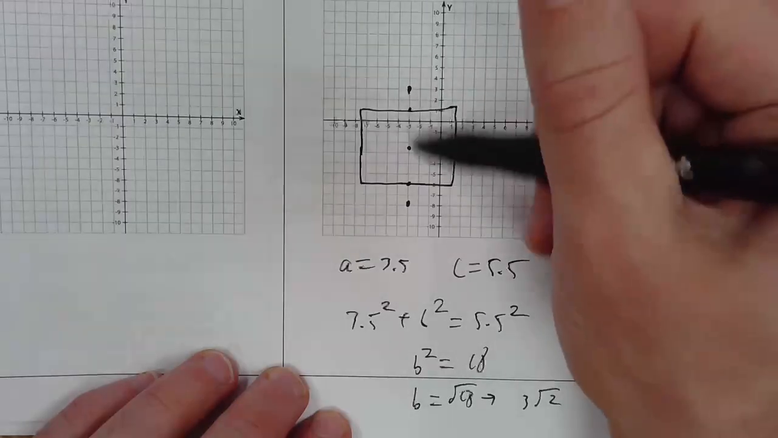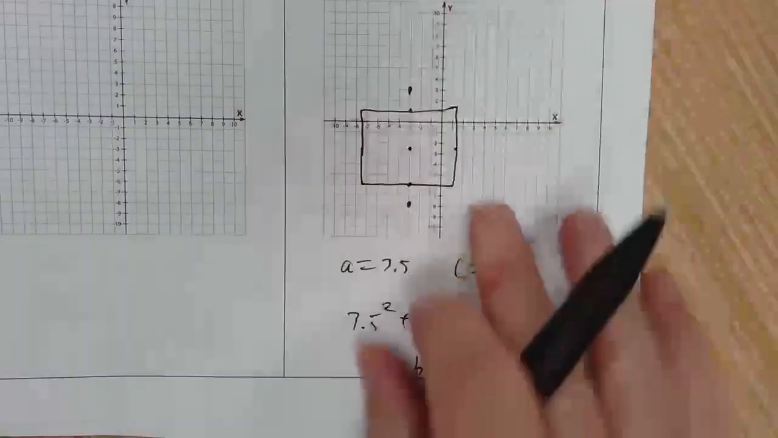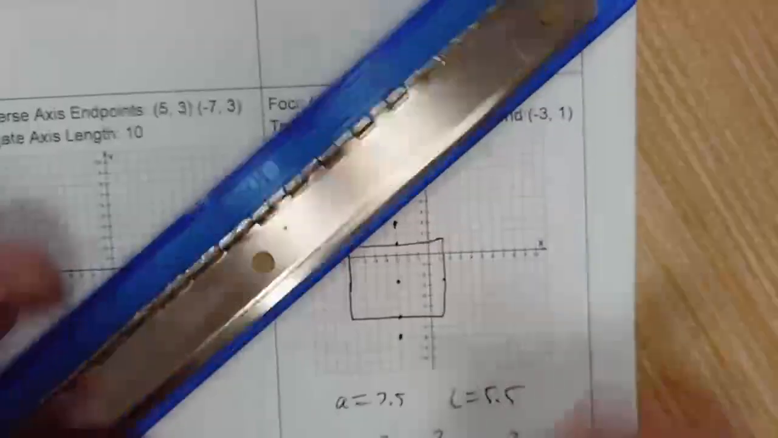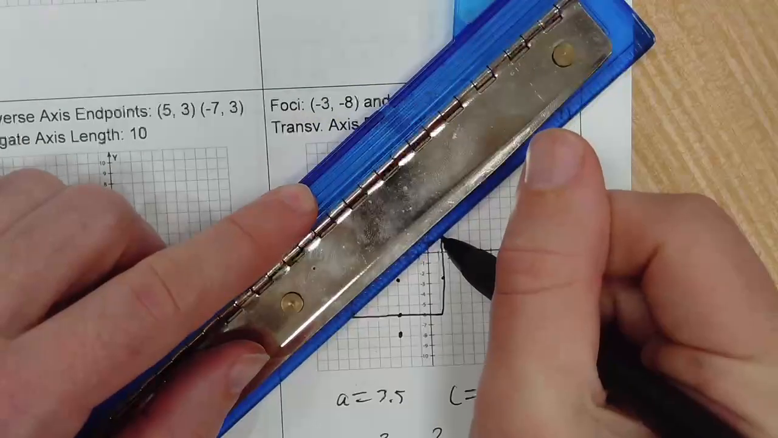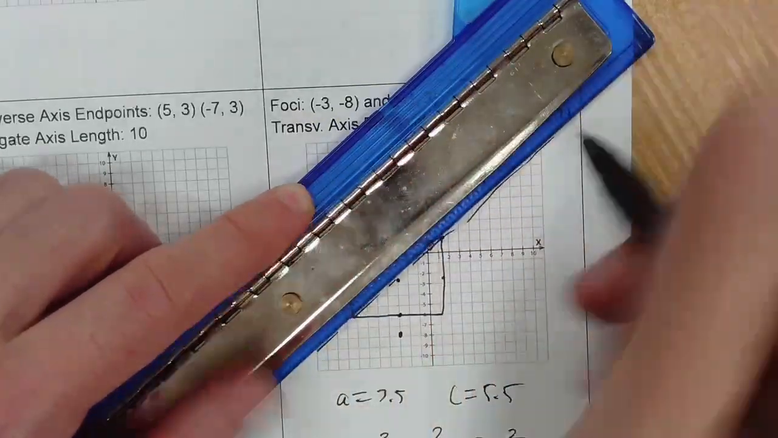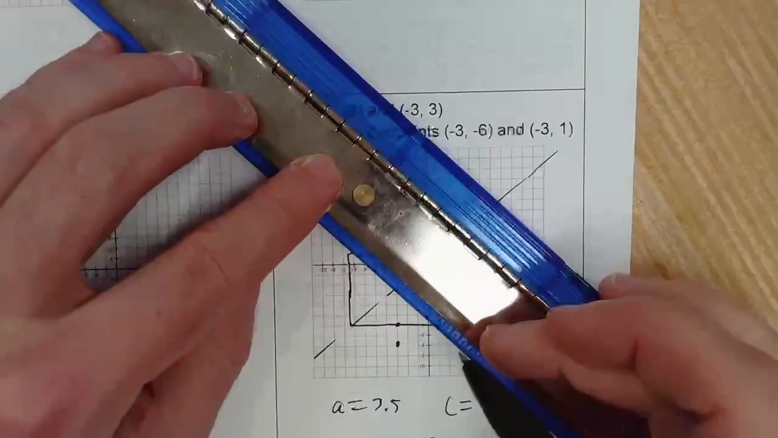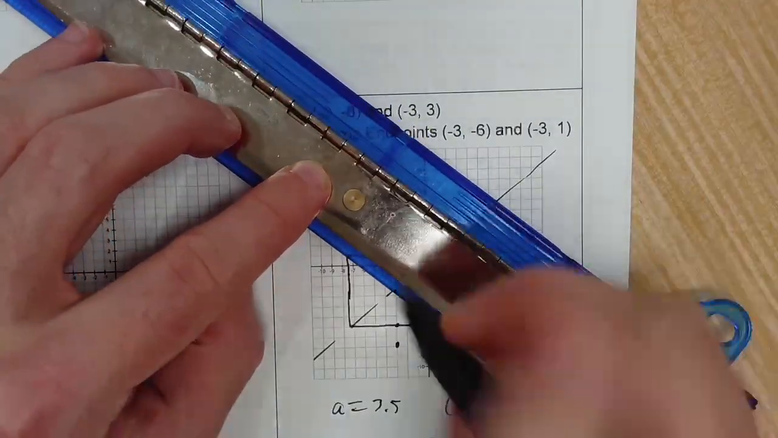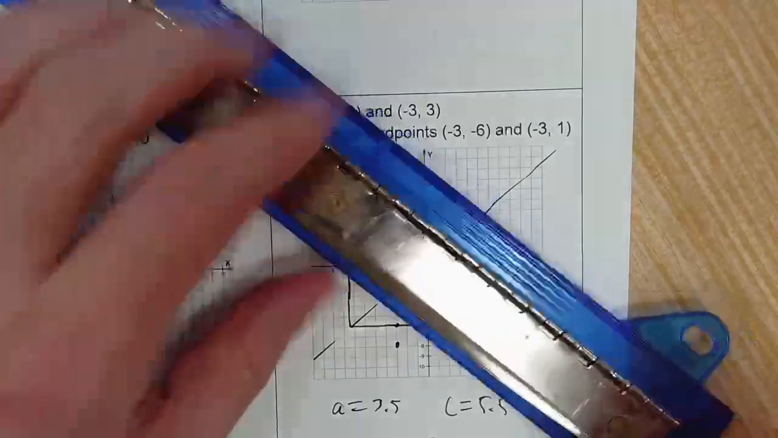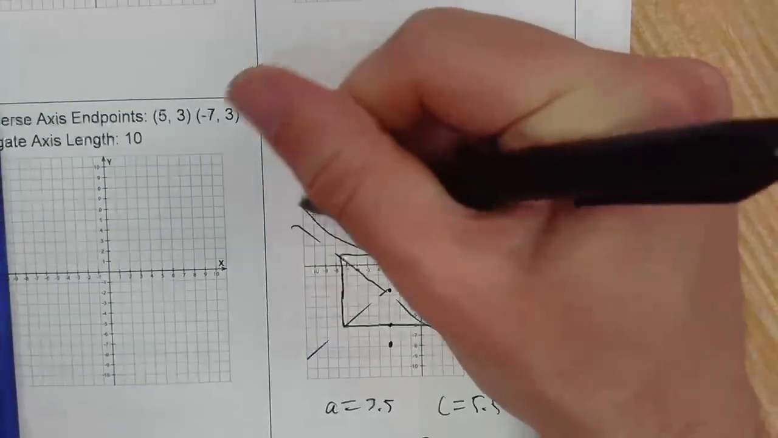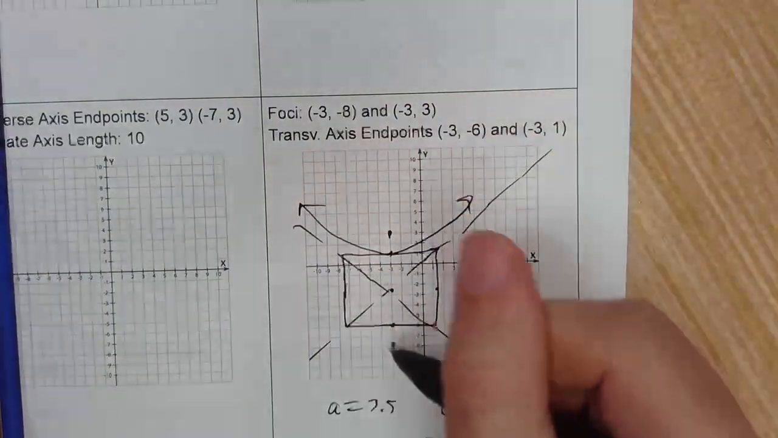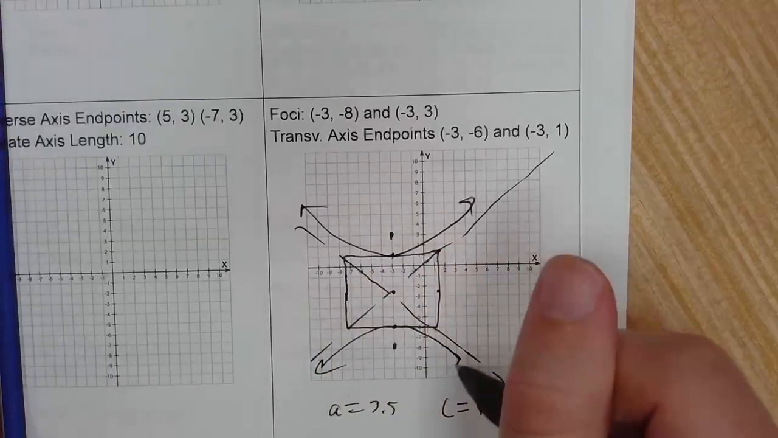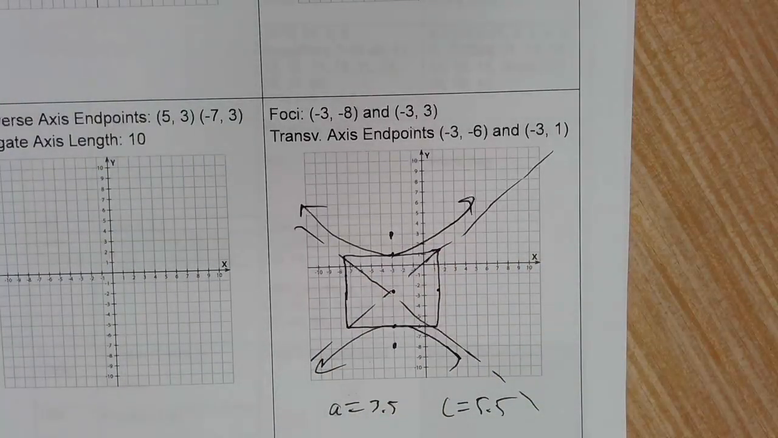And again, because this is the transverse axis, we know it's going up and down. And then we can sketch, and we can sketch, and then draw. Okay, hope that was helpful.